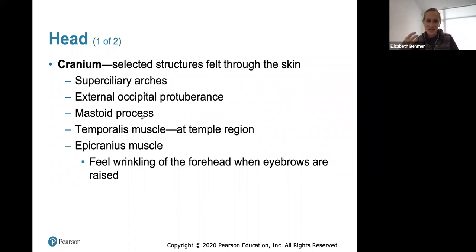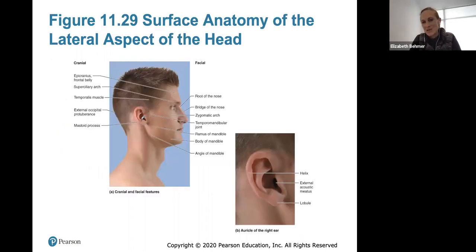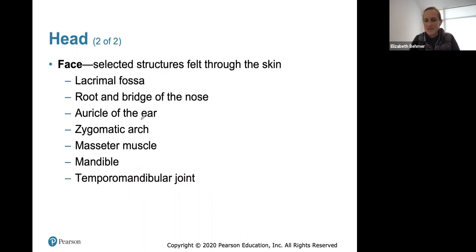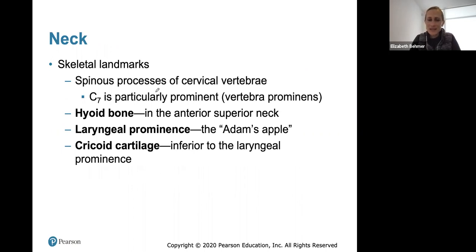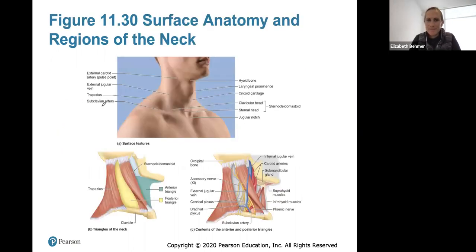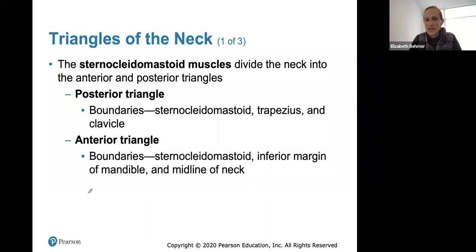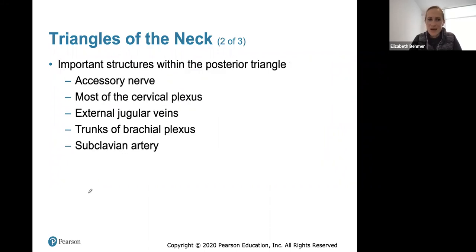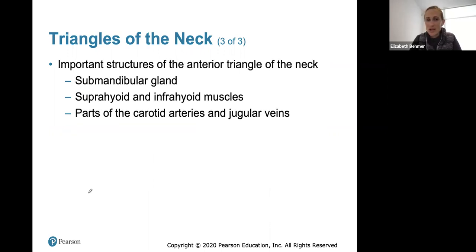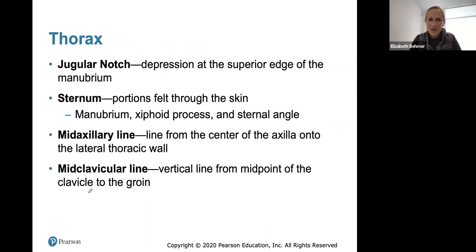So the cranium has selected structures felt through the skin, looking at arches, the external occipital protuberance, mastoid process, temporal muscles, epicranius muscle. So these take you through some surface anatomy of the head, the face, the neck, some skeletal landmarks. C7 is the spinous process that's very prominent. So you can look here and review some of the surface anatomy, sternocleidomastoid, the trapezius, the posterior and anterior triangles of the neck, and some of the important structures within those triangles. I'm going over some of this rather quickly.